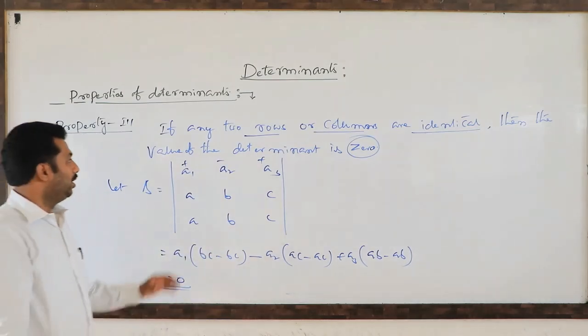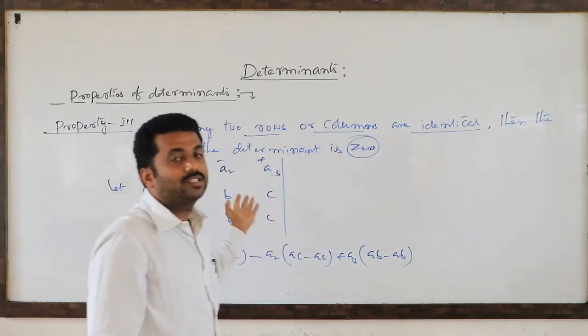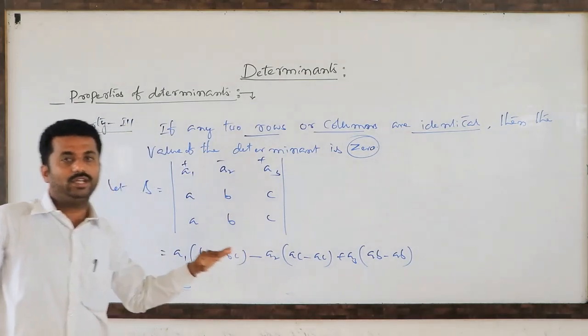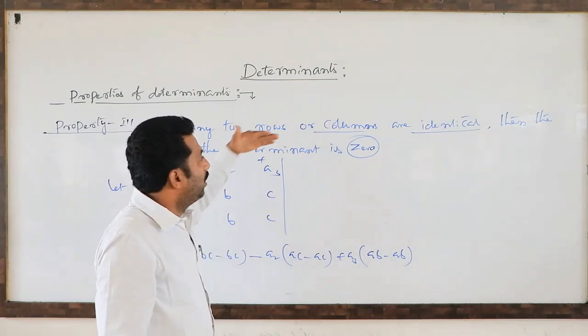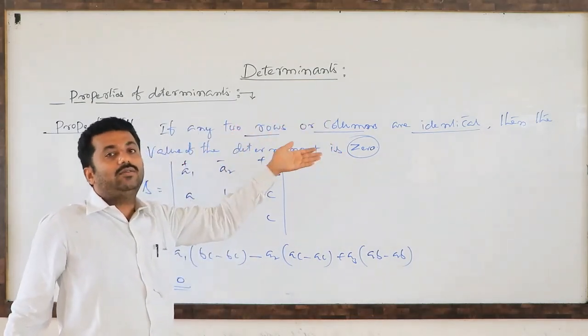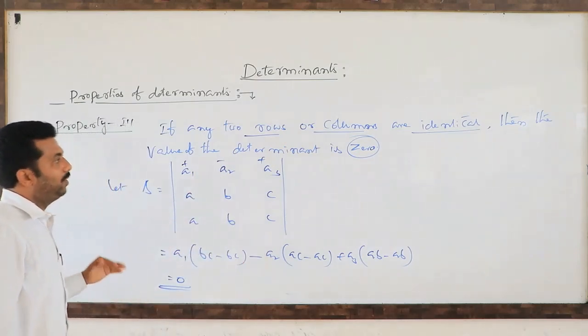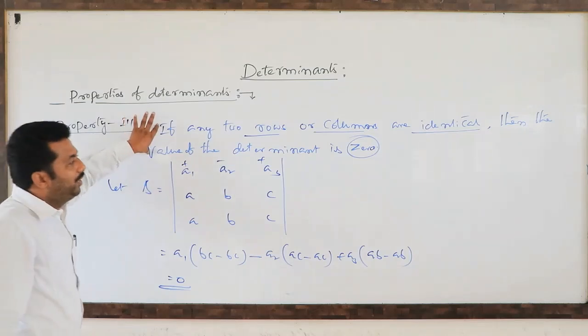So in any determinant, if two rows or two columns are identical, meaning corresponding elements are the same in any two particular rows or columns, or all the elements of a row are expressed as multiples of the corresponding elements of another row or column, then the value of the determinant is always 0.